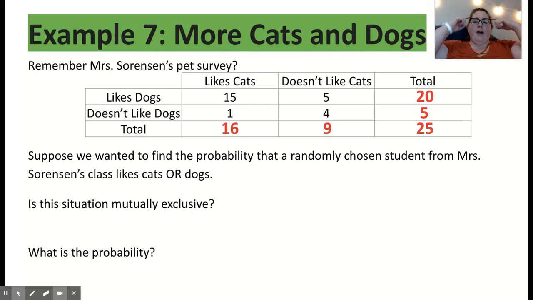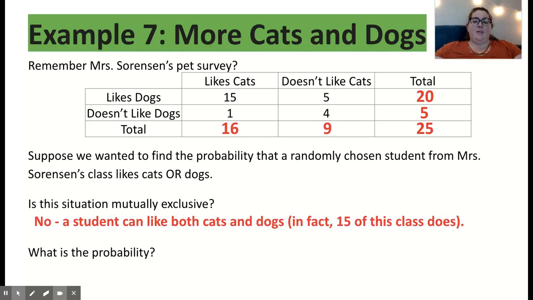Not only do we know that in our heads, we also see that in the table. There are 15 people who like both. There is overlap. So this is not mutually exclusive because a student can like both. And because they are not mutually exclusive, that makes our OR probability just a tad bit trickier. So, probability that they like cats or dogs, our basic rule is we add, right?